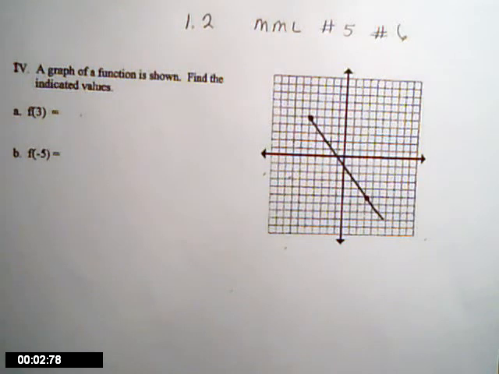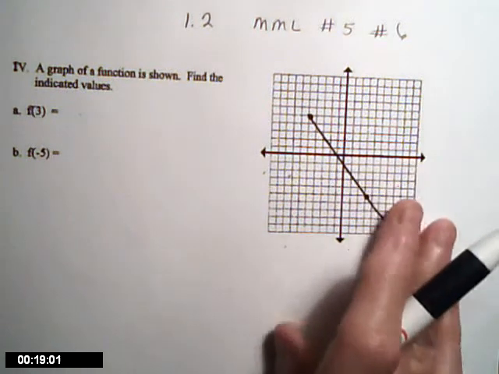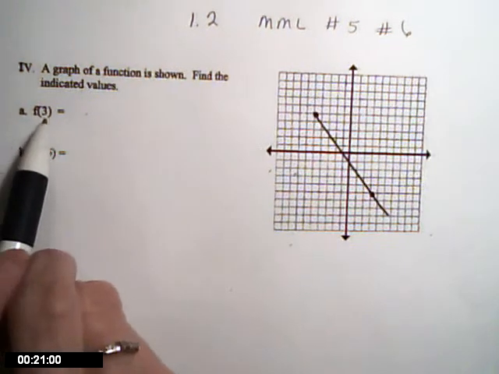This video is a continuation of section 1.2. It will cover homeworks number 5 and number 6. In this problem, we're going to be given a graph, and you're going to be asked to find function values. For example, here's my graph, and I'm asked to find f of 3.